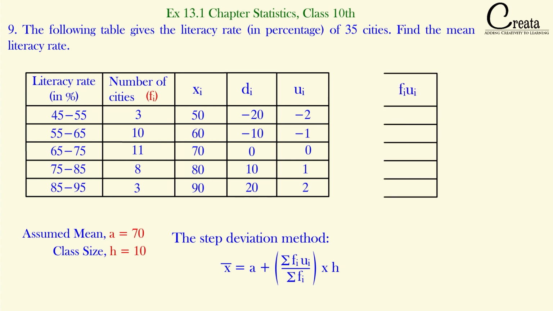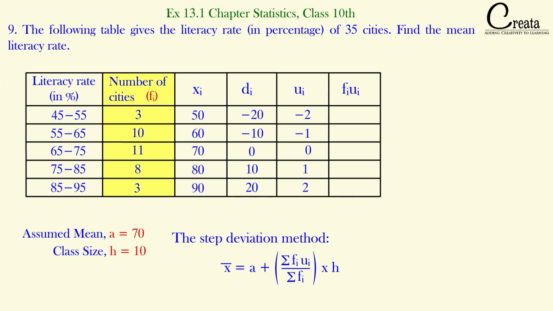Let's add one more column, fi into ui. Let's multiply the frequency with ui. 3 into -2 is -6. 10 into -1 is -10. Similarly 0, 8 and 6. What we have done is simply multiplied fi with ui.